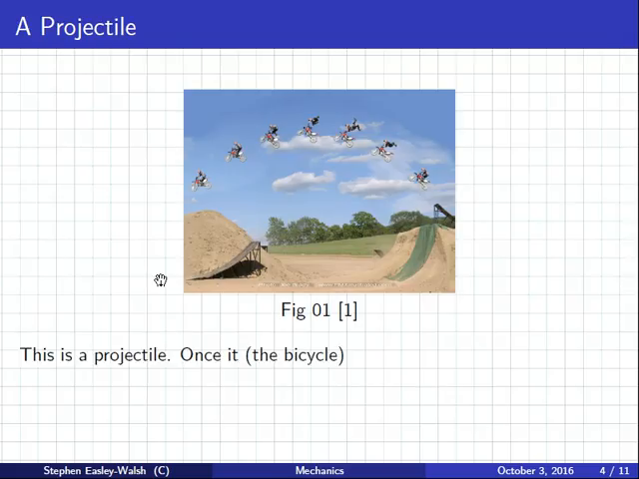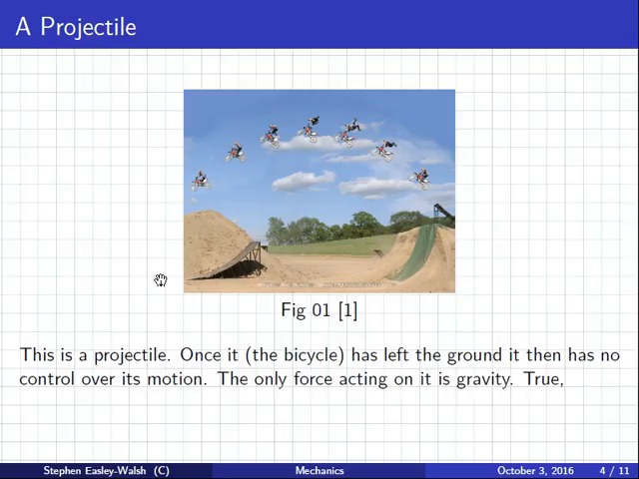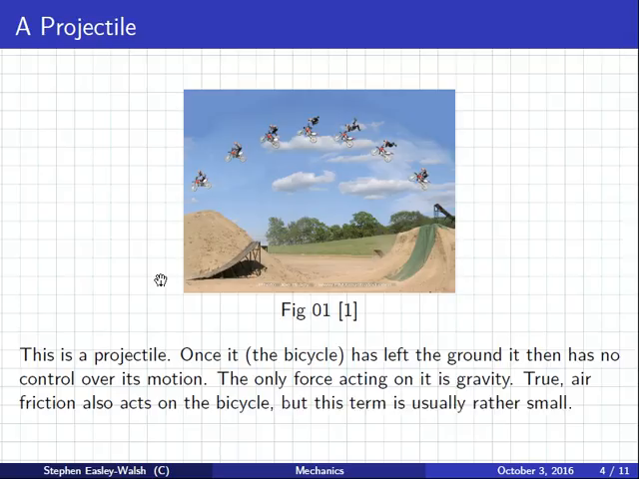Once the bicycle has left the ground, it then has no control over its motion. The only force is gravity. True, there's friction, but we don't consider the friction. So, once this bicycle is in the air, the only force is gravity. That's the only force. Okay. Does that make sense? The only force here is gravity.